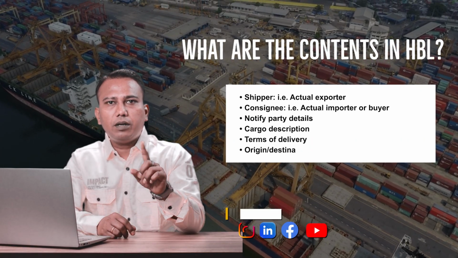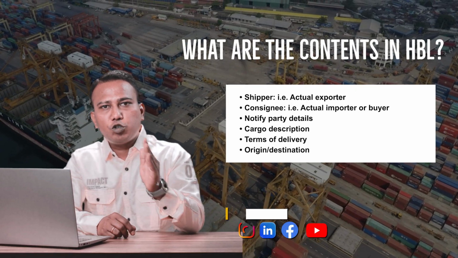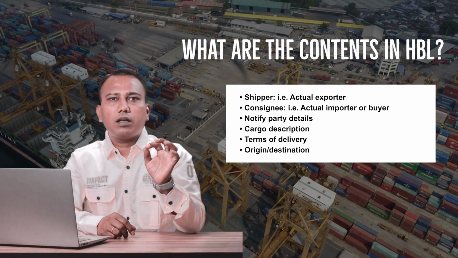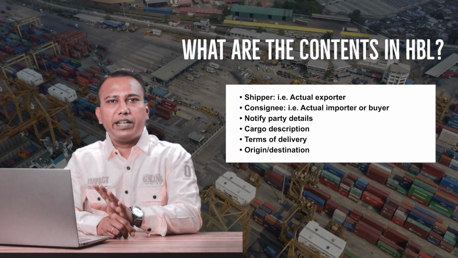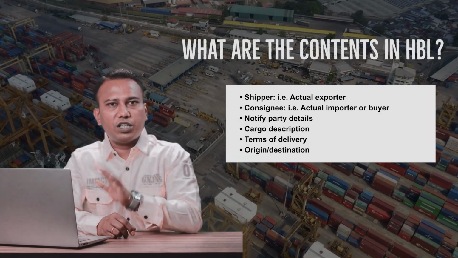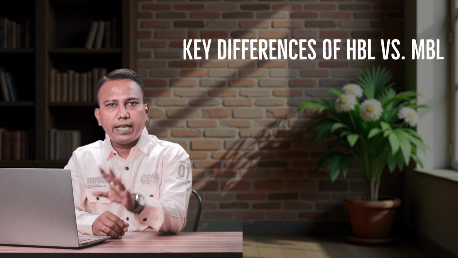First is shipper, that is actual exporter. Second is consignee, that is actual importer or buyer. Notify party details, cargo description, terms of delivery, origin or destination. Now we can check key differences of HBL versus MBL.